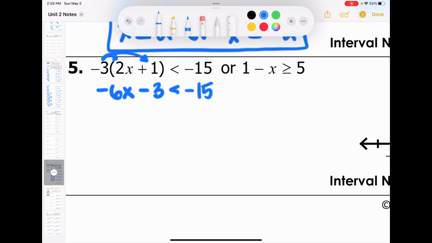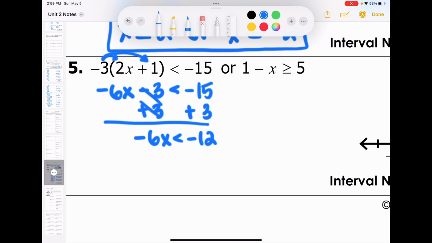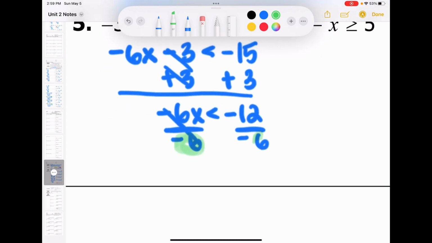All right, now I'm still trying to solve for x, so I need to get negative 6x by itself. So I'm going to add 3 to both sides. So I'm left with negative 6x is less than negative 12. Then I need to get rid of that negative 6. So I'm going to divide both sides by negative 6. And since I am dividing by a negative, my inequality sign is going to flip, so I'm left with x is greater than positive 2.